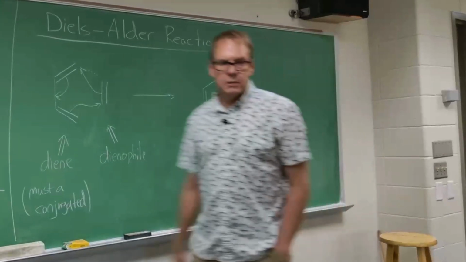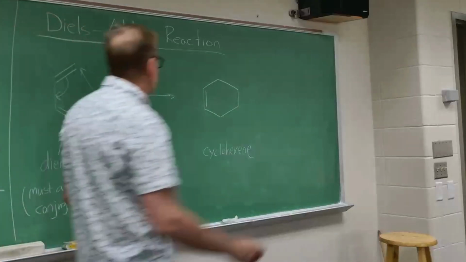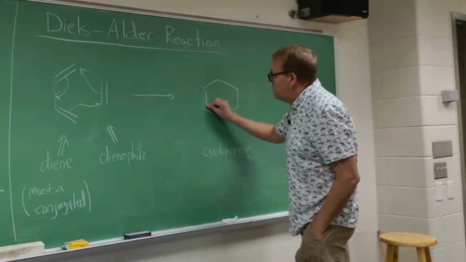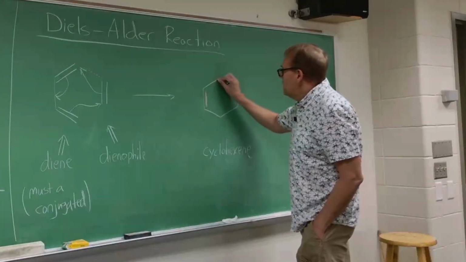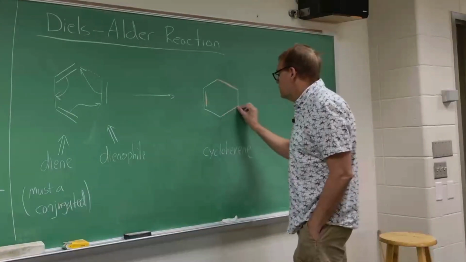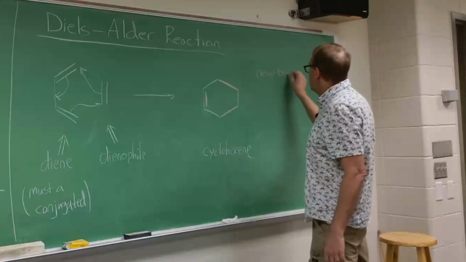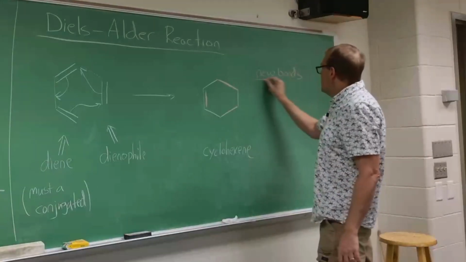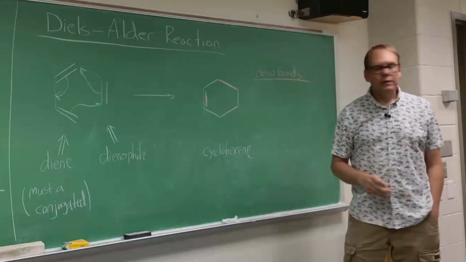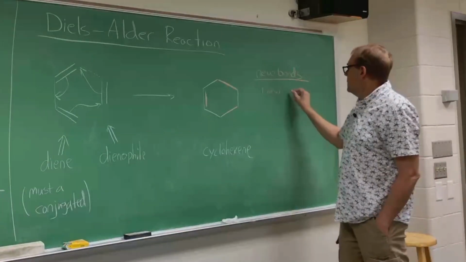And just to specify what happened, the new bonds that we formed are right here. There's a new pi bond. That is a new sigma bond. And that is a new sigma bond. So let's keep track of the new bonds that we formed. We get 1 new pi bond.